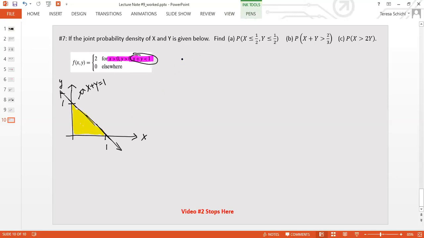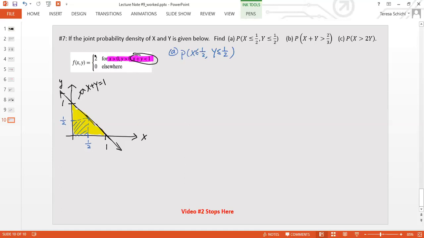Okay, so now first part here, they ask you, what is the probability x is less than or equal to 1/2, y is less than or equal to 1/2. Okay, so if you take a look, so if this is 1/2, and then this is 1/2, they're going to intersect here and become a square. So that means your integration area is a square, right?